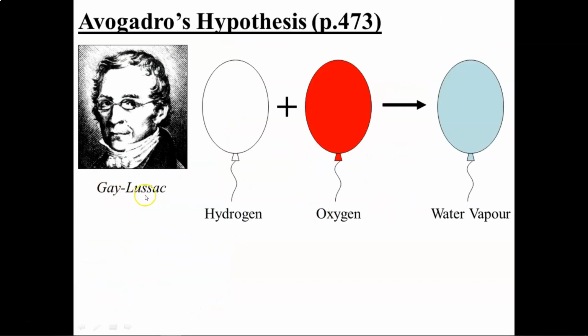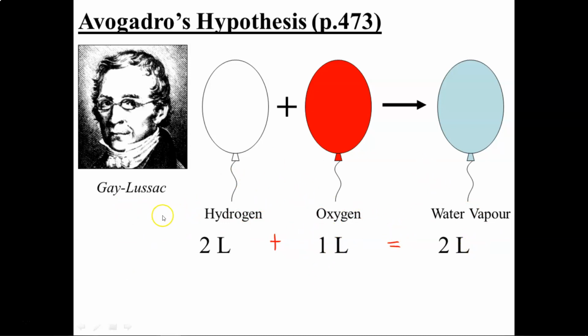Now, while experimenting with gases during a chemical reaction, Gay-Lussac noticed something strange. When he combined 2 liters of hydrogen gas with 1 liter of oxygen gas, they reacted together to produce 2 liters of water vapor. Do you see what's strange? How can 2 liters of hydrogen gas react with 1 liter of oxygen gas, but only produce 2 liters of water vapor? So Gay-Lussac realized that during a chemical reaction, these volumes are not additive.